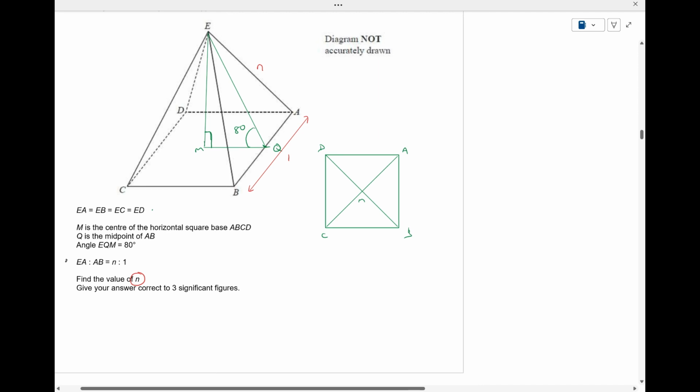So what can I surmise? Let's look at our square base here. That's going to be a 1 by 1 square, so I can find the length of the diagonal. The length of the diagonal AC is going to be the square root of 2. Let's just make that clear: AC squared is 1 squared plus 1 squared because of Pythagoras. So AC is the square root of 2.